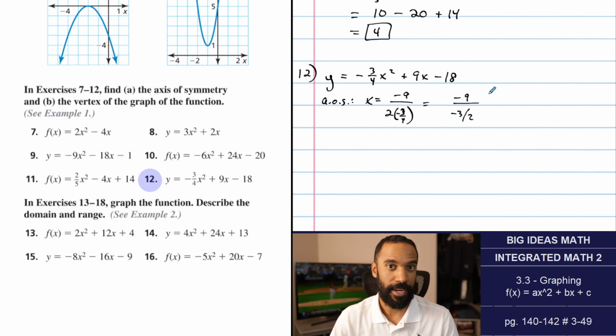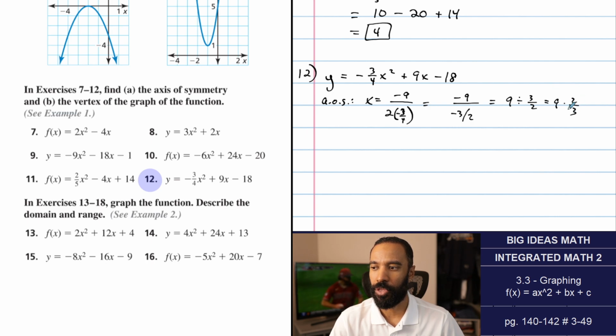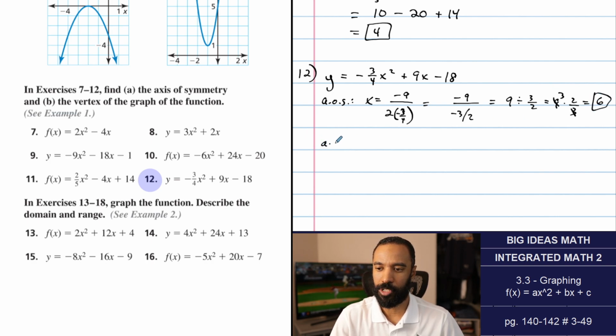Now, negative divided by negative is a positive, so I'm going to ignore the negatives here on out. But this is 9 divided by 3 halves, which is 9 times 2/3. 9/3 is 3. 3 times 2 is 6. So the axis of symmetry is x equals 6.